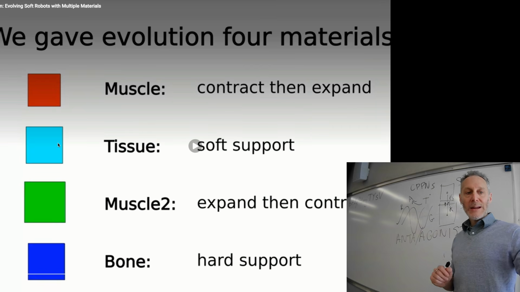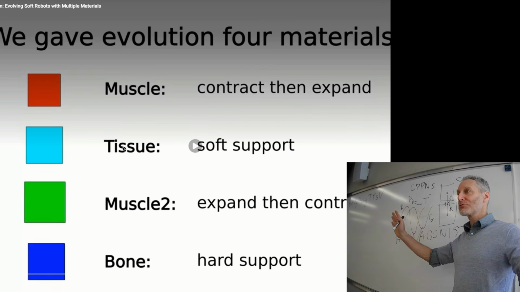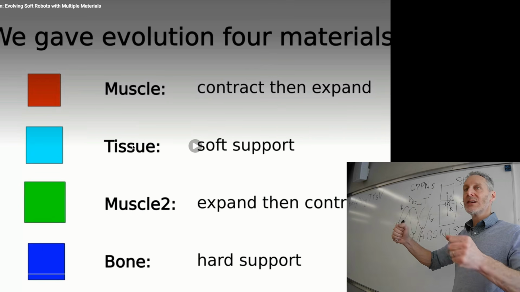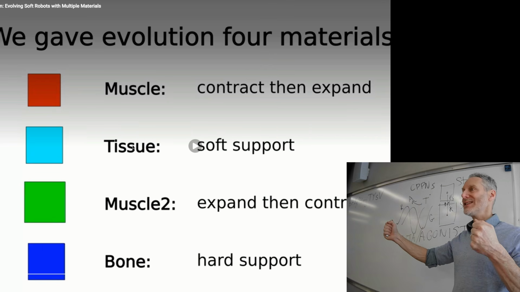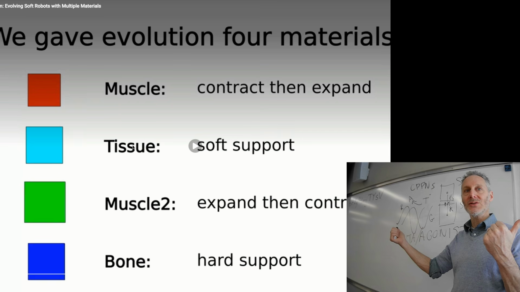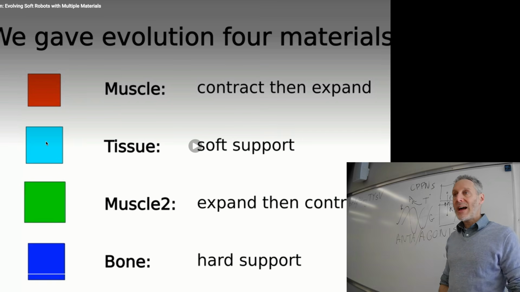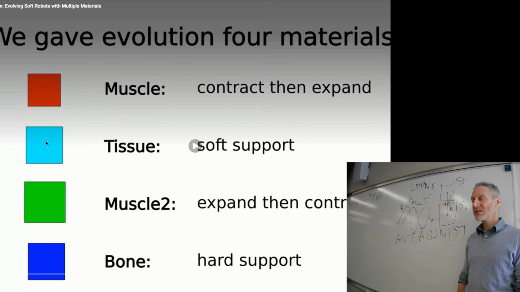Okay. Light blue is going to represent the soft robot equivalent of fat or skin tissue. It's stuff that can be pushed and pulled easily by neighboring voxels. The K values inside the light blue voxels, high or low?